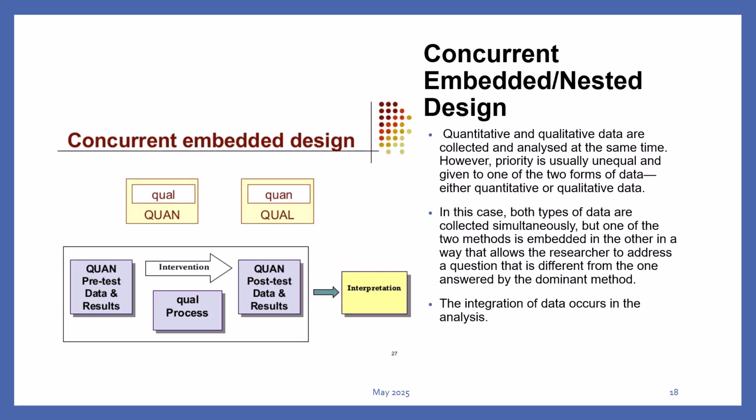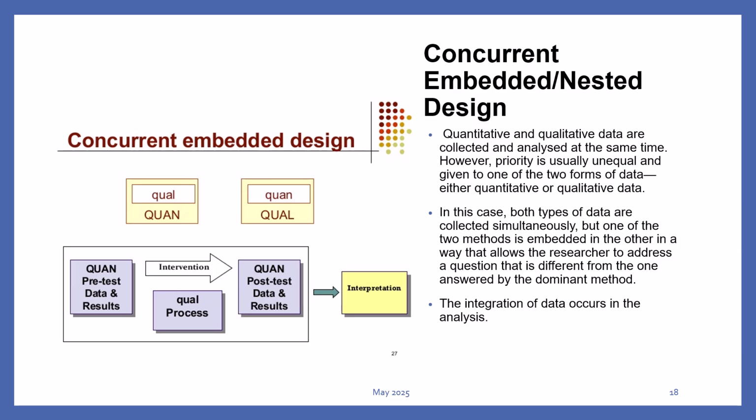So now we come to the second type of design in the concurrent mixed method design family, which is the concurrent embedded or nested design. Concurrent means that both types of data, qualitative and quantitative, are collected simultaneously or concurrently. So now, what is the meaning of embedded nested design?